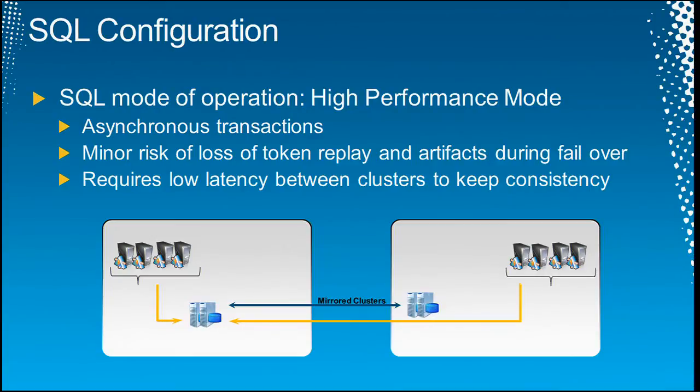This does create a minor risk of loss of data, particularly for token replay and for artifact resolution. If I need to fail over from one node to the other, and for example, an artifact was written to the main node that hadn't yet gotten over to the other node, so minor risk of data loss there, but within acceptable bounds. Does point to the fact that we need low latency between our SQL servers, between our SQL clusters, in order to maintain that consistency of the database.